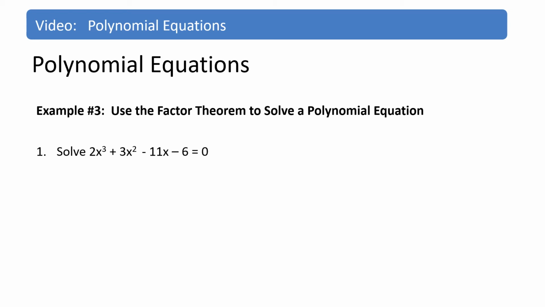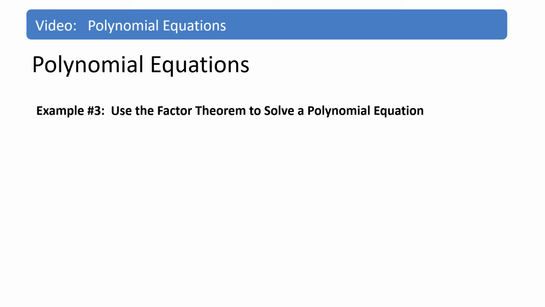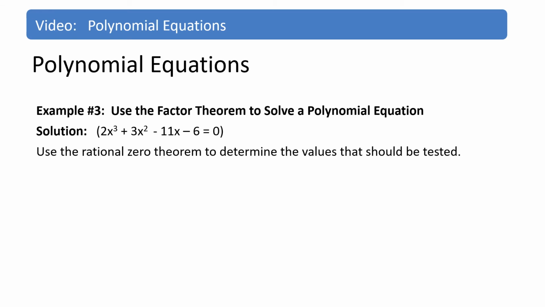Solve 2x^3 + 3x^2 - 11x - 6 = 0 using the factor theorem. This is example 3. What do the values of x in part A represent of the related polynomial equation? Verify your answer with graphing technology. So let's start. Use the rational zero theorem to determine the values that we should test. And let's review what that is.